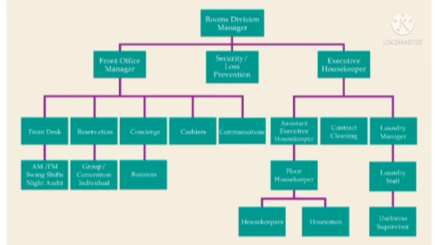For the executive housekeeper, under him are the assistant executive housekeeper, contract cleaning, and the laundry manager. Under the assistant executive housekeeper is the floor housekeeper, and under the floor housekeeper are the housekeepers and housemen. While under the laundry manager is the laundry staff, and under the staff is the uniform supervisor.